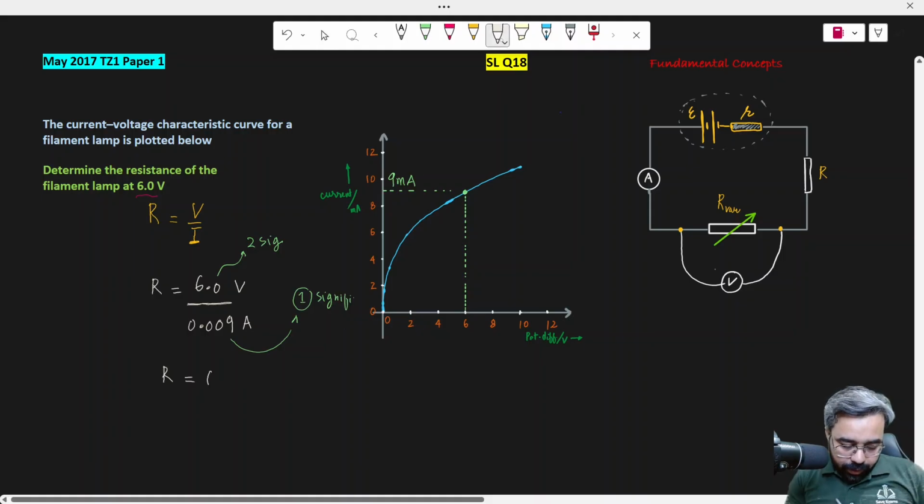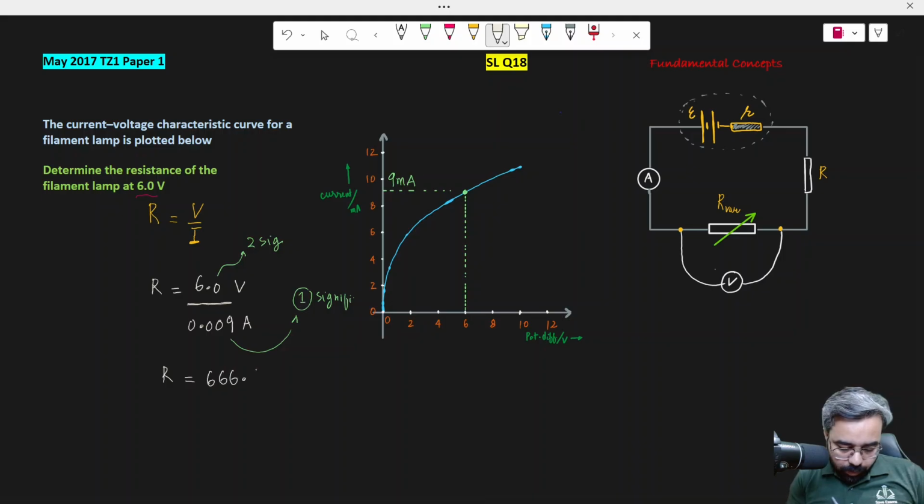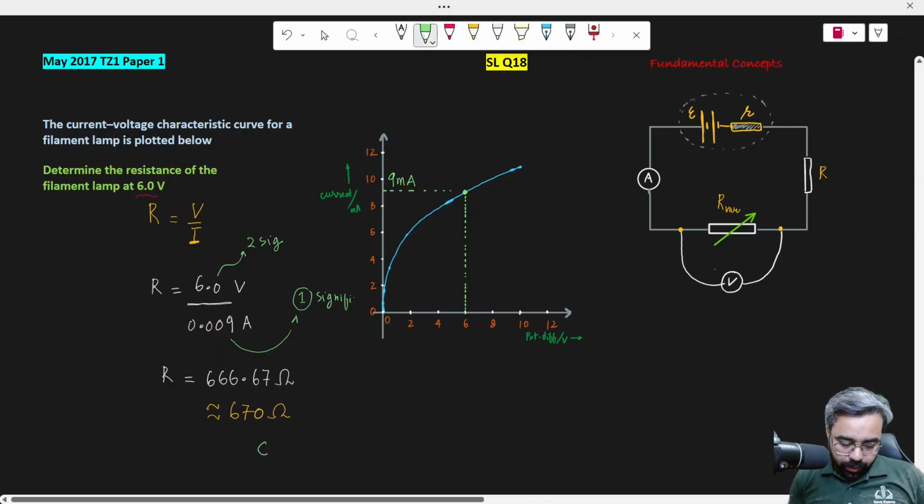So what the calculator gives me is 666.6 and so on, which I can write like this. But if you take care of the significant figures, and I round it off up to two significant figures, then it must be equal to 670 ohms. So this 6 and 7 are certainly the significant figures. That's why the right answer is option C, 670 ohms.